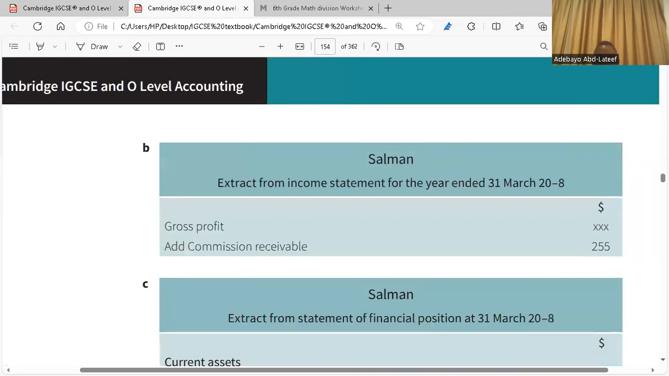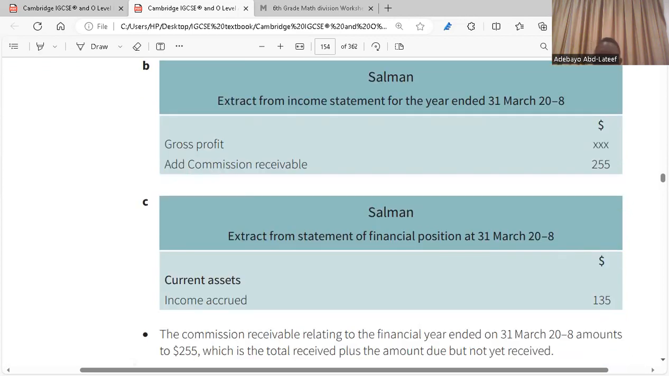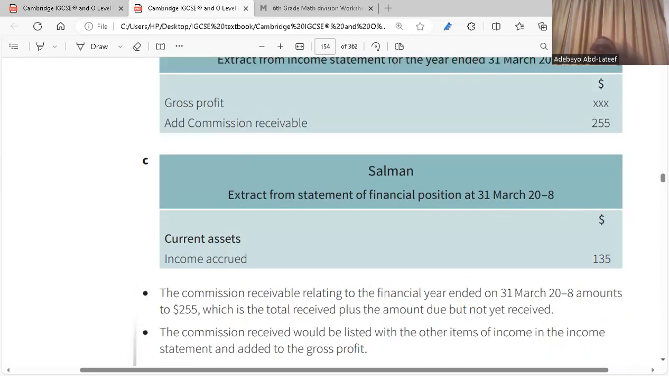So now the extract, we don't have gross profit. You leave the gross profit. The total is what goes to as income commission receivable, 255. Yes or no? Yes. But remember that 135 was balance carried down. Yes or no? Yes. So the 135 becomes what? Accrued income.